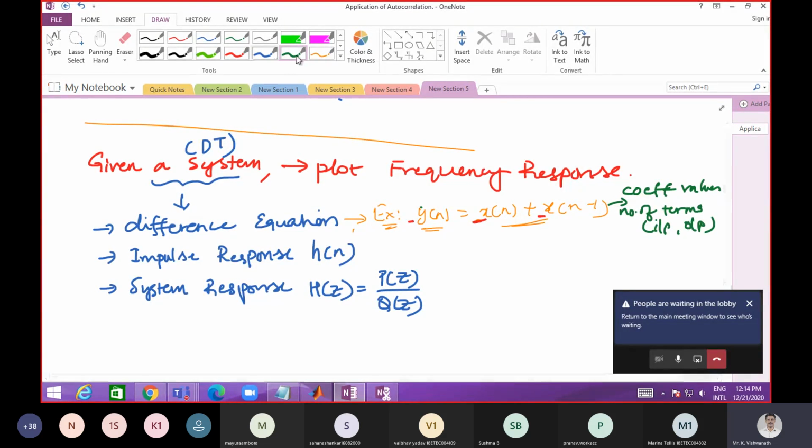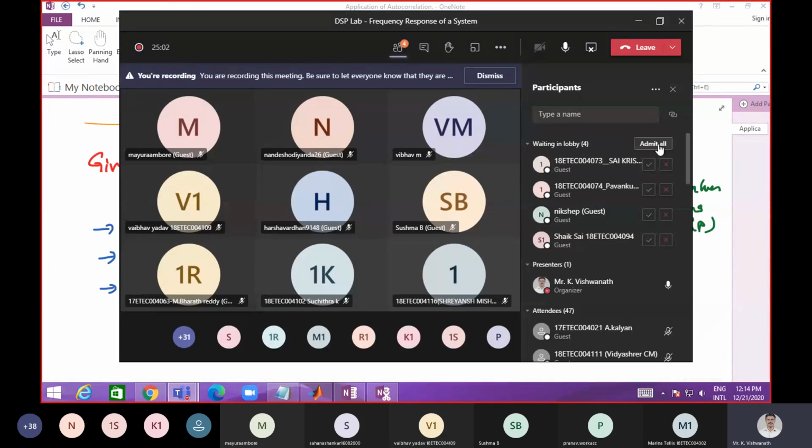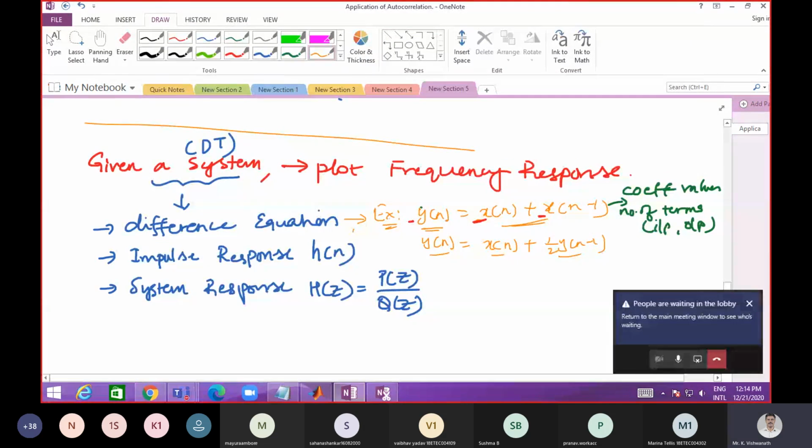Another example can be y of n equal to x of n plus half y of n minus 1. Now here we have two output terms, but only one input term. The coefficients change. So this is how you may have different configurations. These are all the systems.